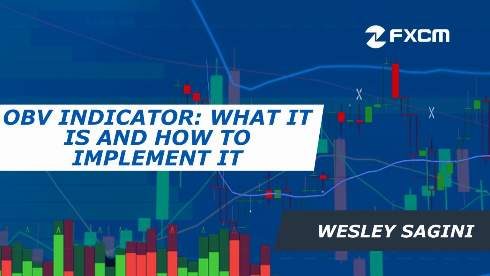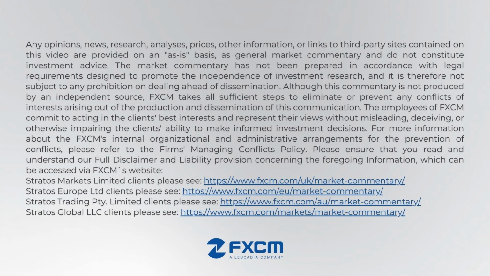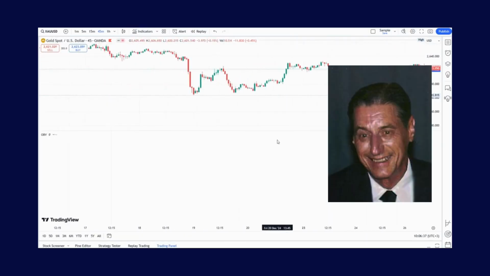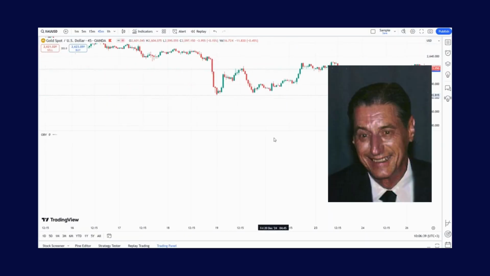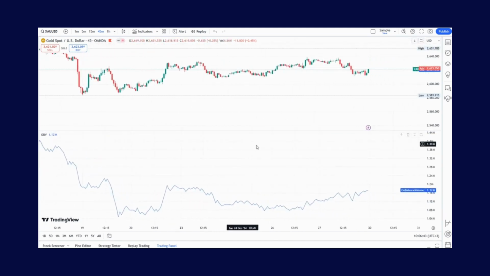The on-balance volume, OBV indicator, is a momentum-based technical tool designed to measure the cumulative buying and selling pressure in a financial asset. Developed by Joseph Granville, the OBV is based on the premise that volume often precedes price movement, making it a valuable leading indicator for identifying potential trend reversals, breakouts, and market sentiment shifts.